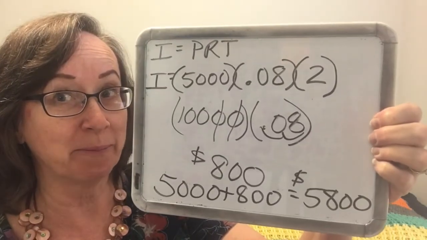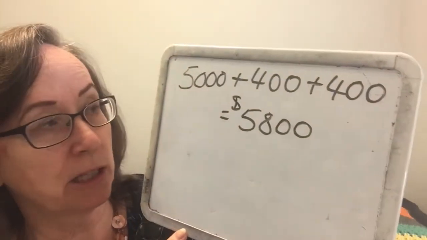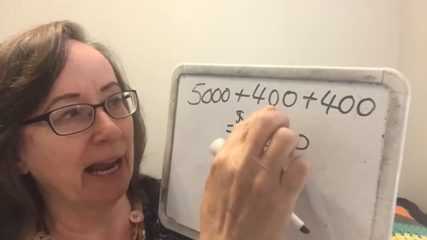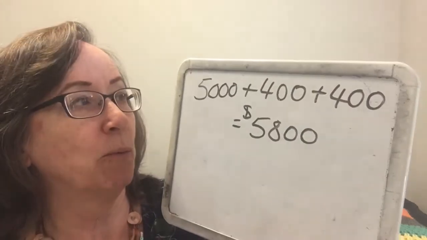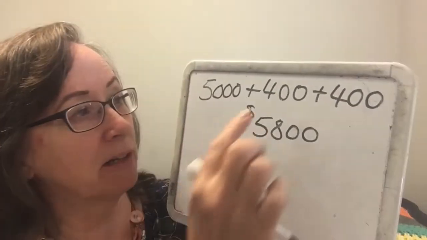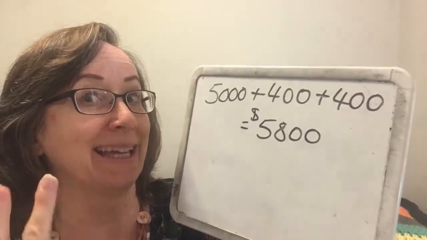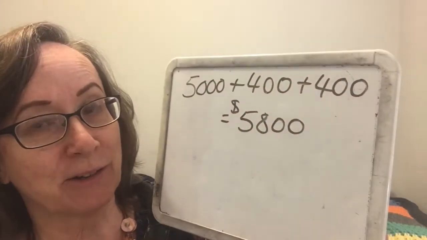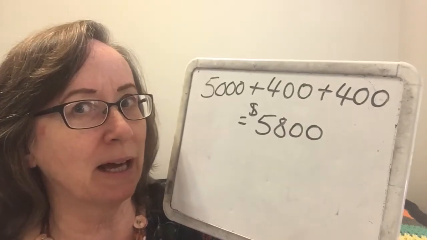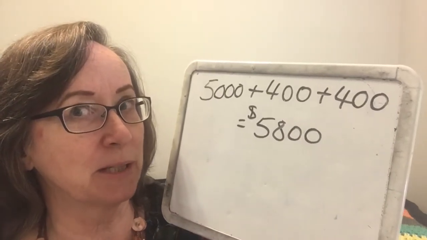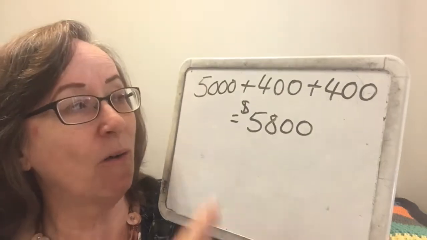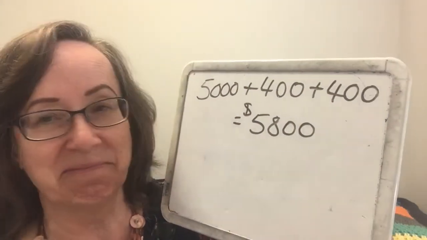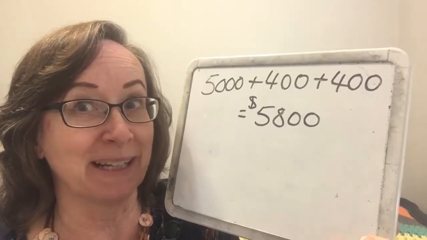Not bad. Now, your book does this a little bit differently. It figures out the interest for 1 year and then adds it twice, which means we start with the $5,000, we add the $400 they make every year, and we still get the $5,800. So whether you use the formula, interest is principal times rate times time, or whether you just figure out the interest for 1 year and add it twice, makes no difference. I think the formula is easier.